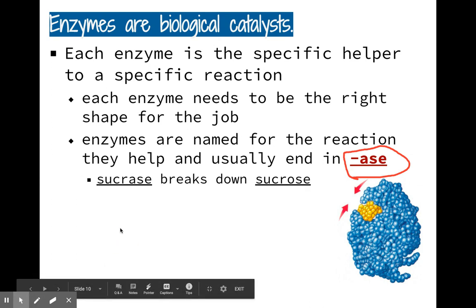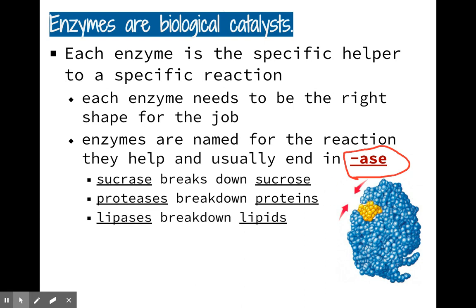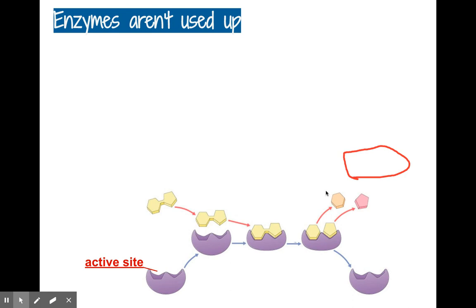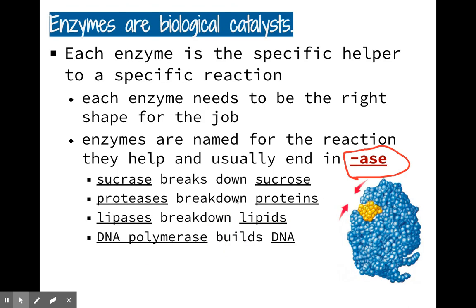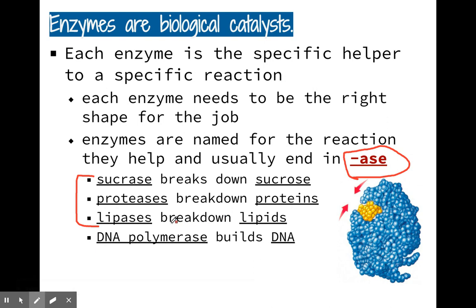For example, sucrase breaks down sucrose. Proteases break down proteins. Lipases break down lipids. DNA polymerase builds DNA. Now notice that not all enzymes break things apart. Some of them build. So I have these three enzymes that break things apart.